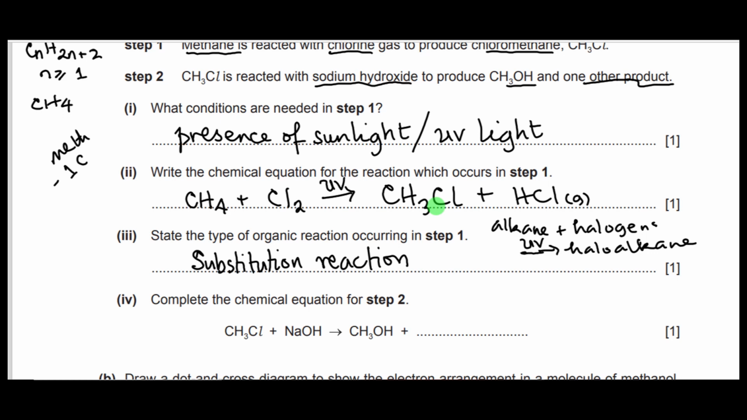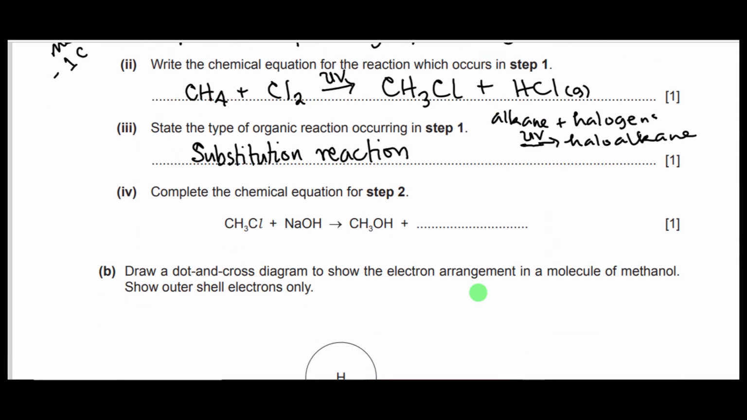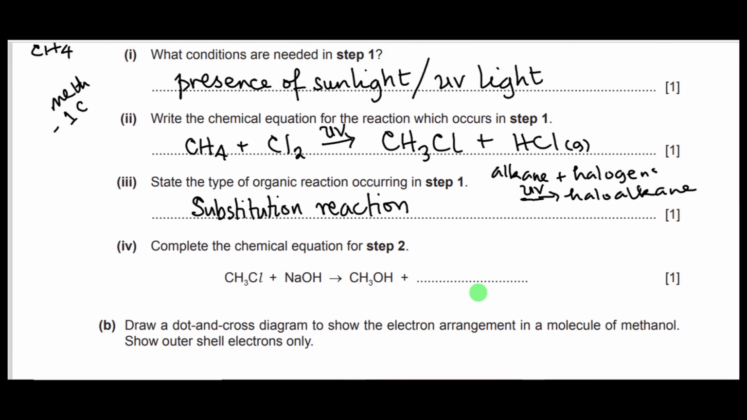Methane. One of the hydrogen atoms in what? Methane. So the replaced hydrogen now combines with chlorine to form hydrogen chloride gas. If it were to be a displacement reaction, then the hydrogen displaced from the methane will not combine with any other thing, and will just exist as a molecular hydrogen gas. That's H2. Complete the chemical equation for step 2.